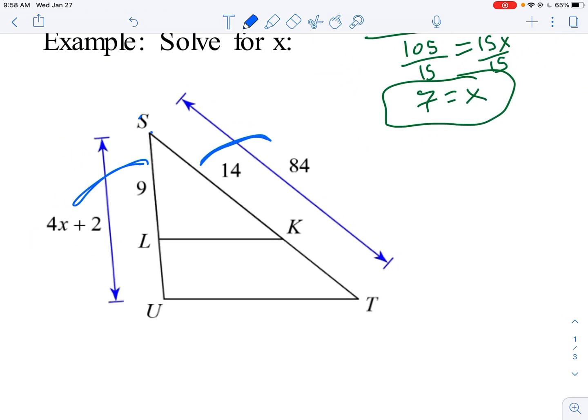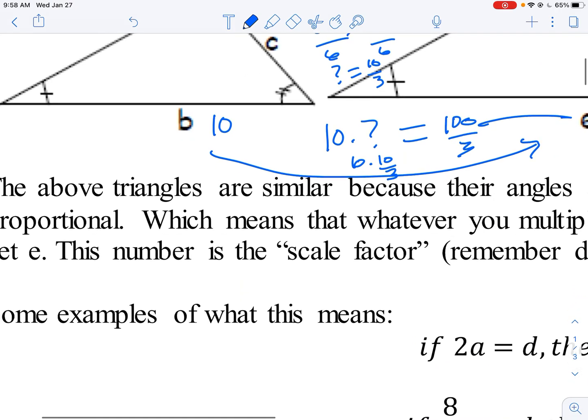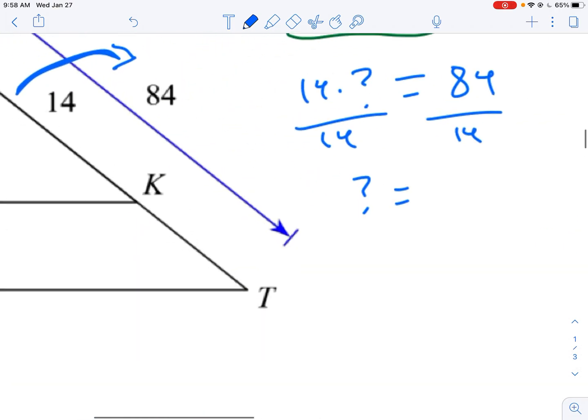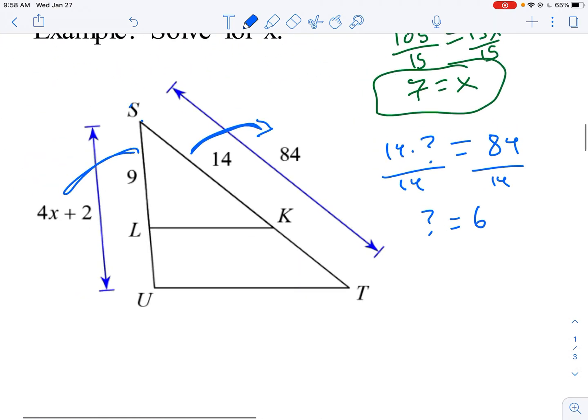All right, let's see how it went. So going from 14 to 84, you're going to times by your scale factor, which I don't know quite yet, so I'm going to divide by 14. And I got question mark is 6. Sorry about that. My scale factor is 6.